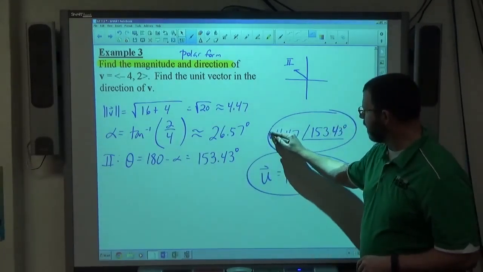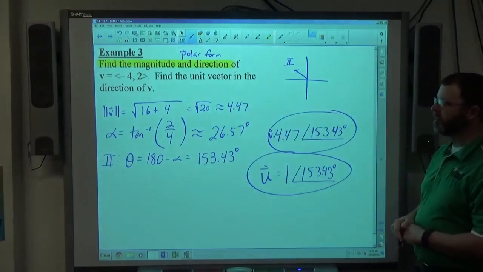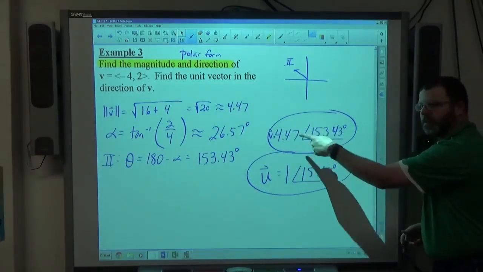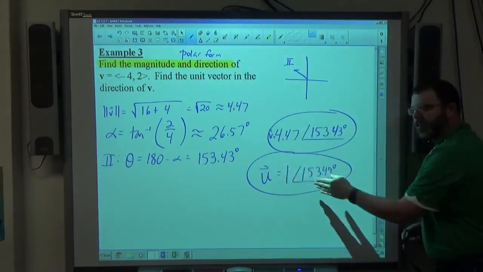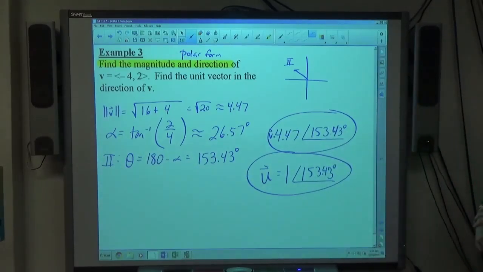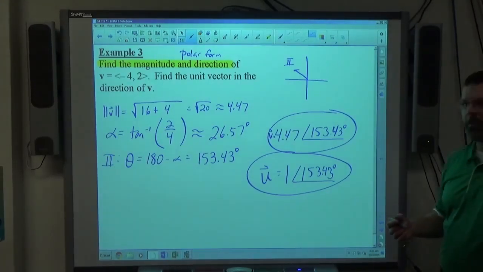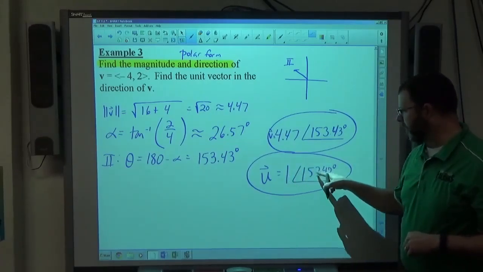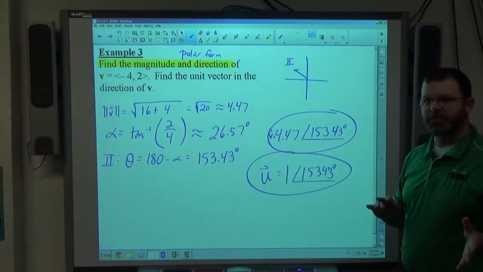So this is v here, vector v in polar form. Vector u is the unit vector in the same direction as v. When they ask for unit vectors, they don't want the polar form, they want the rectangular form. So here's how to do it. Two ways. Way number 1: one cosine, one sine get you the components.